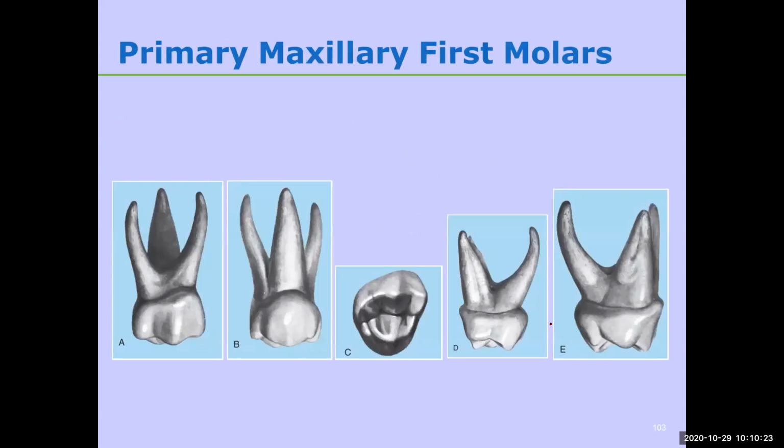All right, so that's the big thing. If a deciduous tooth, if it's a molar, mimics the first permanent tooth, then it's the second primary tooth. That's the takeaway. Look at these first molars.